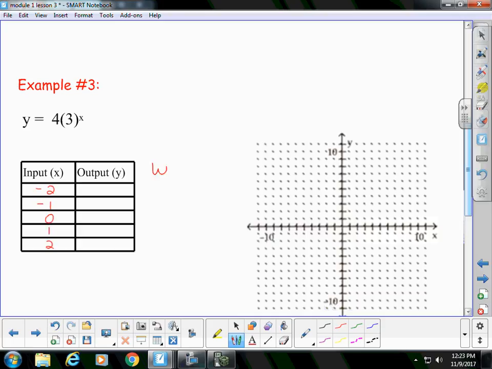And then as far as my work goes, I'm going to say 4, 3, and then outside here, raised to the -2 power. And then 4, 3, raised to the -1 power. 4, 3, raised to the 0 power. 4, 3, raised to the first power. 4, 3, raised to the second power.